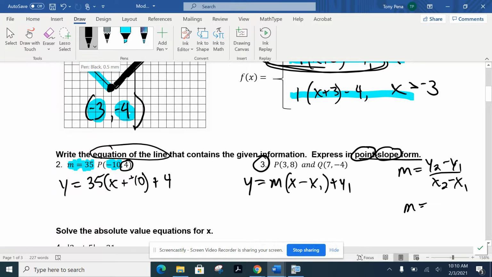The y sub 2 just tells us that we want the y coordinate in the second point. That's the -4. So we're going to do -4 minus the y sub 1, which means we want the y coordinate in that first point. That's an 8.